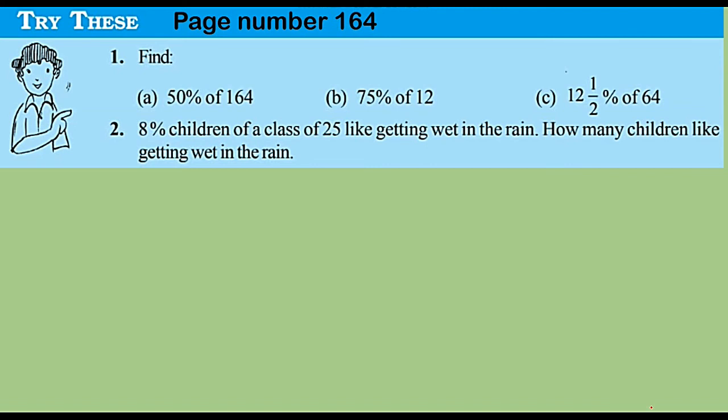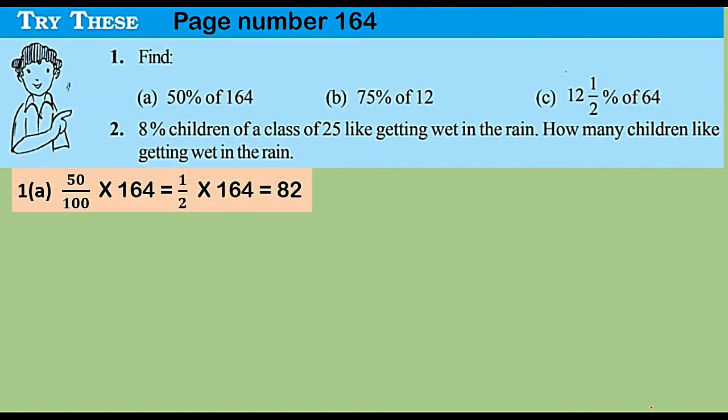Try these. Page number 164. Question number 1. Find 50% of 164. So 50% in fraction will be 50 upon 100 of, I put multiplication, 164. Here, if I reduce it, 50 ones are 50, 2 times 50 is 100, 1, 2 if I cut, 1 times 164 is, and it is 82. So what do I get? 50% of 164 is 82.